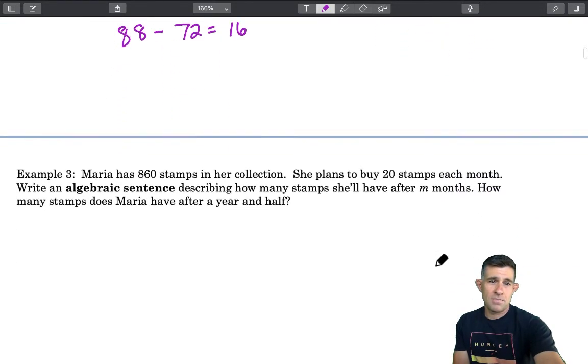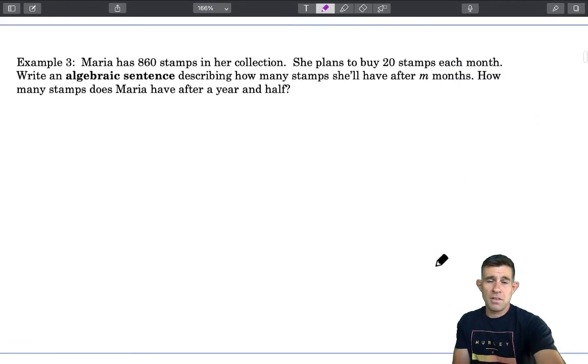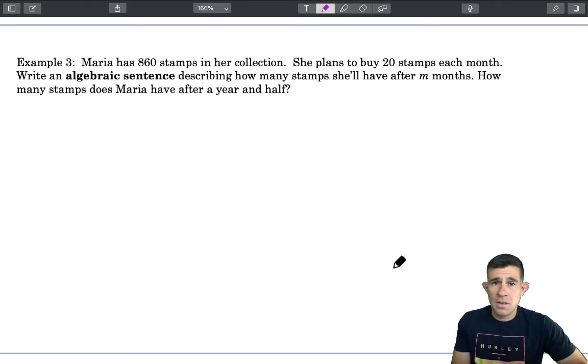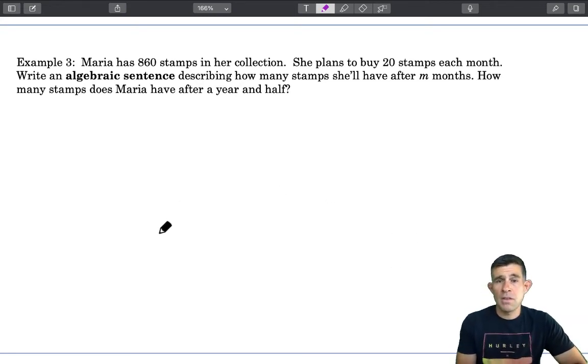All right, let's jump into a word problem because that's typically what we'll be doing in this course. We'll be taking a look and breaking down words and assigning them mathematical values and writing equations and sentences and formulas and functions and looking to evaluate those functions.